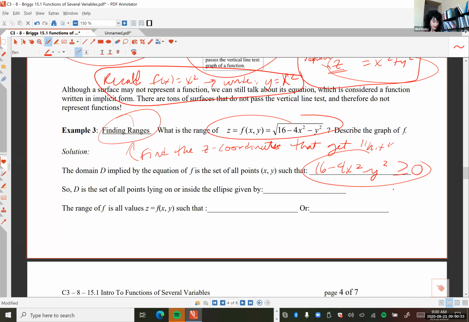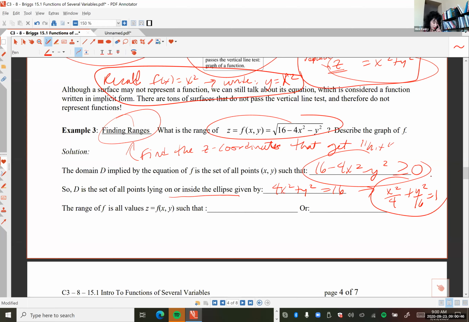So if you rewrite this inequality where you set it equal, it's going to end up being all the points on or inside the ellipse given by, and I'm not going to do the whole thing, I'll just do this quickly. And then if you rewrite this in standard form by dividing both sides by 16, you'll get the standard equation for an ellipse like that, okay?